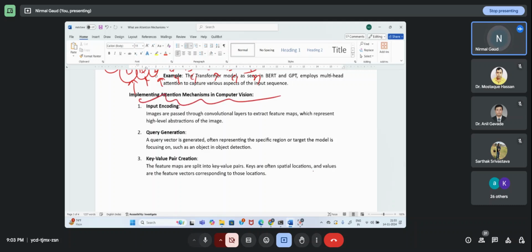So implementing attention mechanism in computer vision, you require input. How are you going to get the input? Images are passed through convolution layers. Features are extracted. Feature maps are built.